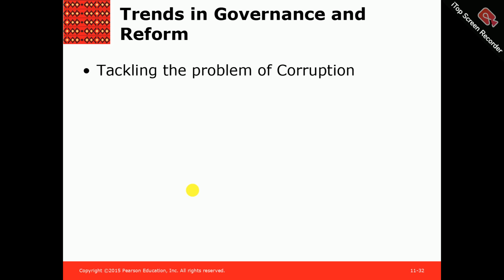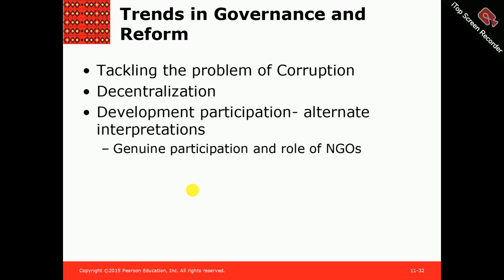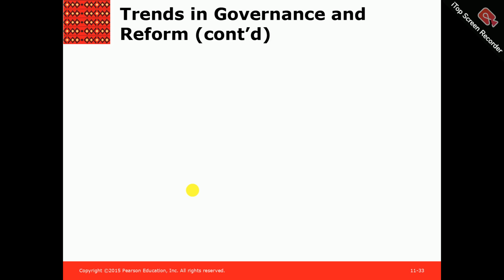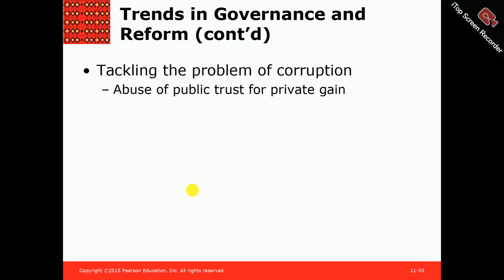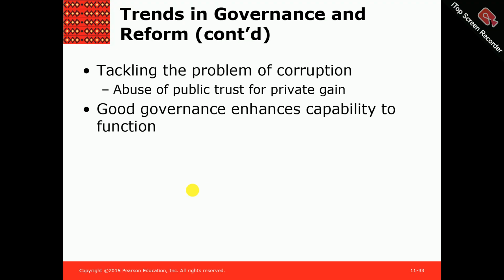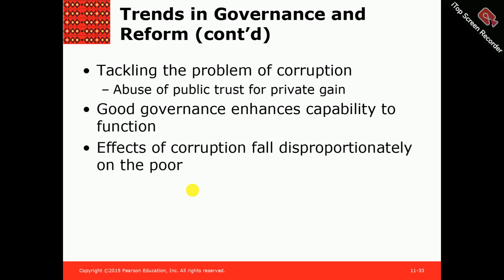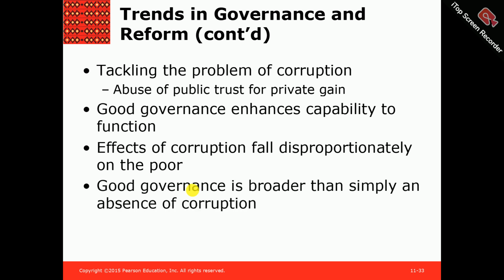Trends in governance reform. Tackling the problem of corruption, decentralization, development, participation, alternate interpretations, genuine participation, and the role of NGOs. Tackling the problem of corruption: abuse of public trust for private gain. Good governance enhances capability function. The effects of corruption fall disproportionately on the poor. Good governance is broader than simply an absence of corruption.